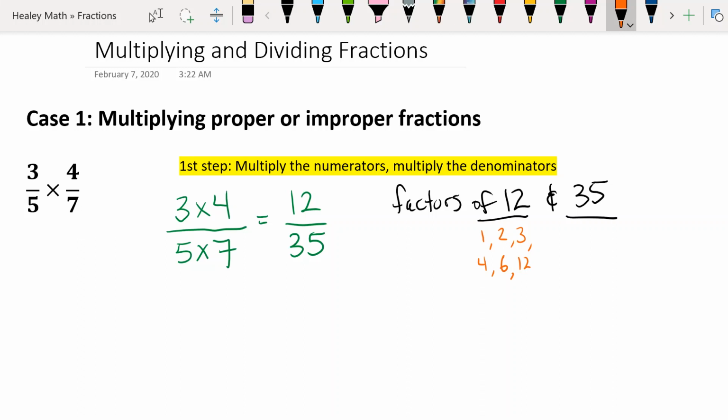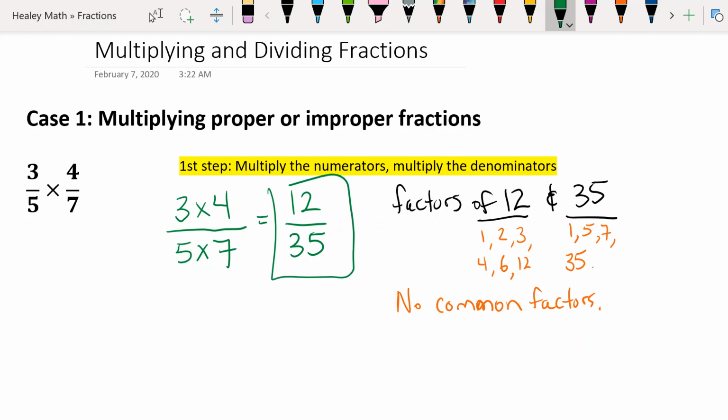Let's investigate 35. Factors of 35 are 1, 5, 7, and 35. As we observe, we notice that there are no common factors between the two. So therefore, our final answer is 12 over 35.